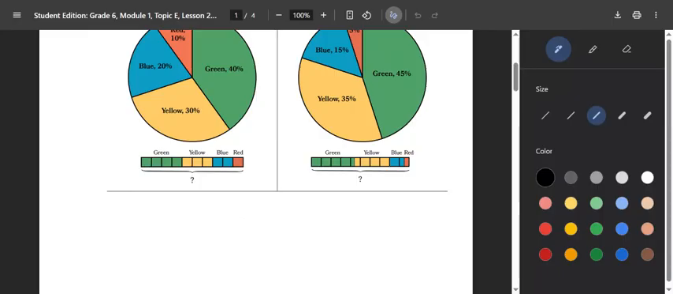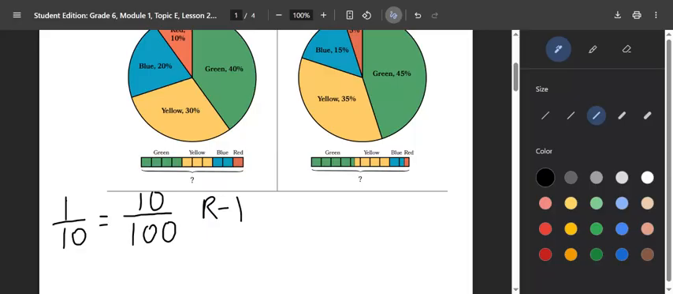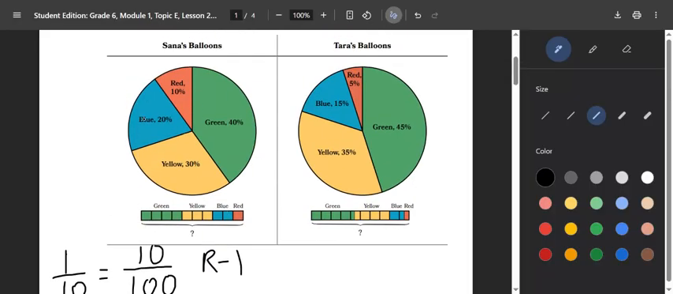If 1 out of 10 is 10%. So you know you're going to multiply 10 by 10 to get 100, multiply 1 by 10, and that gives you 10%. So she could have one red balloon. All right, so let's say red, she's got one of them. Then if you look at, let's go with blue next.